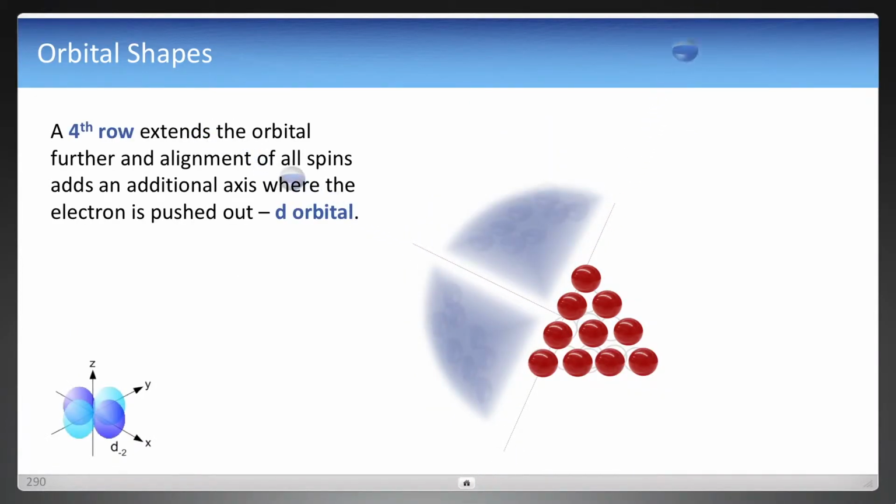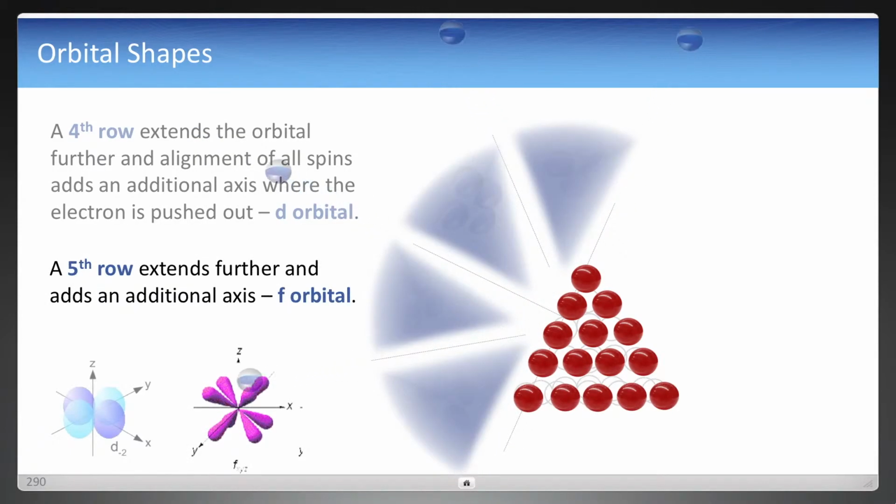And the same thing happens then with the d orbital, but you've added a 4th row now of the tetrahedron and also another additional axis of alignment, because there's now 4 protons in alignment. The same thing happens with the f orbital, where you add a 5th row of the tetrahedron, and again additional axes where the electron is pushed out, which causes the strange shapes of the f orbital.